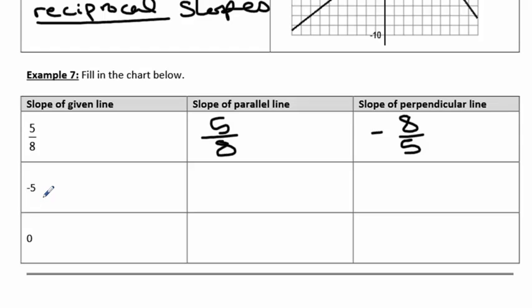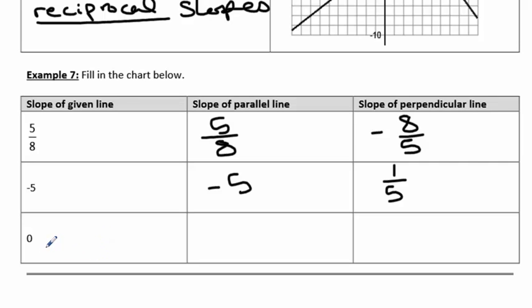If my line has slope -5, the slope of a parallel line will also be -5. If I'm looking for a perpendicular line, since this is negative, my perpendicular line is going to have positive slope, and it will be the reciprocal of 5. 5 is 5/1, so its reciprocal is 1/5.